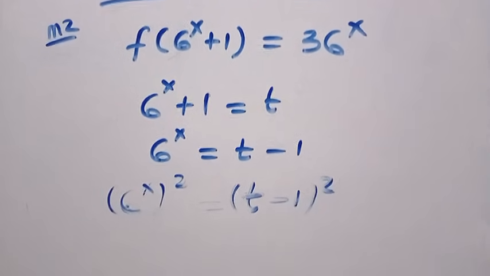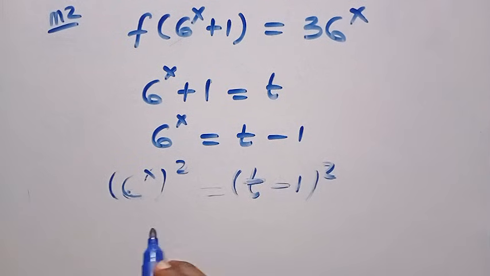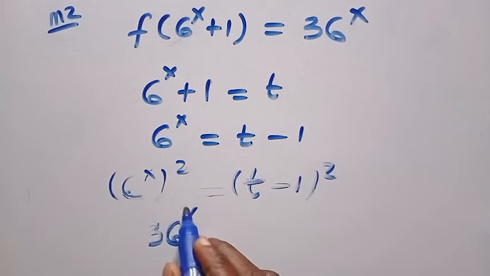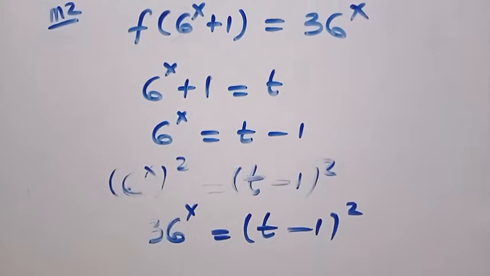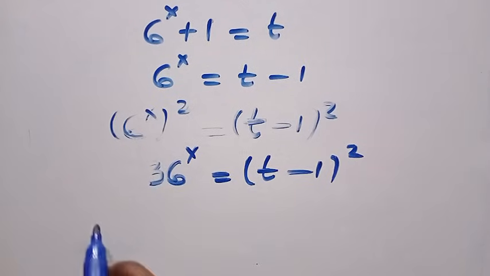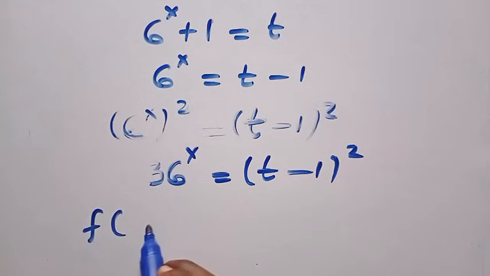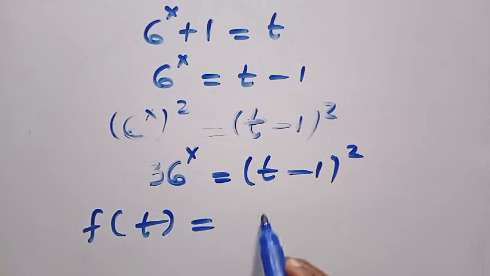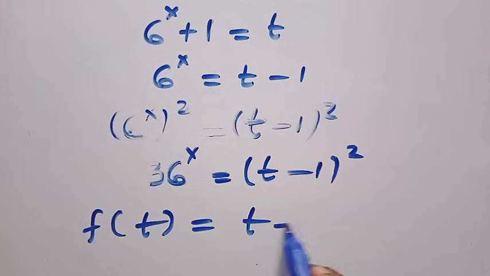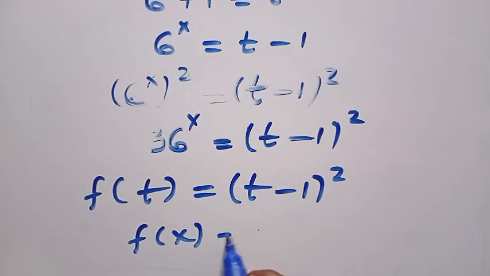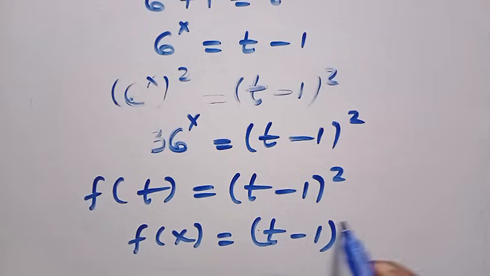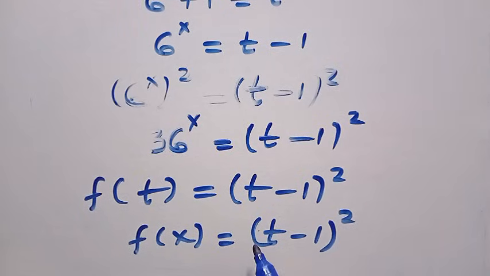Then after getting this, we have 6 power x raised to power 2. So this is the same thing as 36 raised to power of x equals t minus 1 raised to power of 2. Then let's replace it. So we have f of, instead of 6 power x plus 1, we replace it with f of t equals, then instead of 36, we replace it with t minus 1 raised to power of 2. Therefore, changing this t to x, we have f of x equals x minus 1 raised to power of 2, or we can simply leave it as x squared minus 2x plus 1. So this is how to solve this.